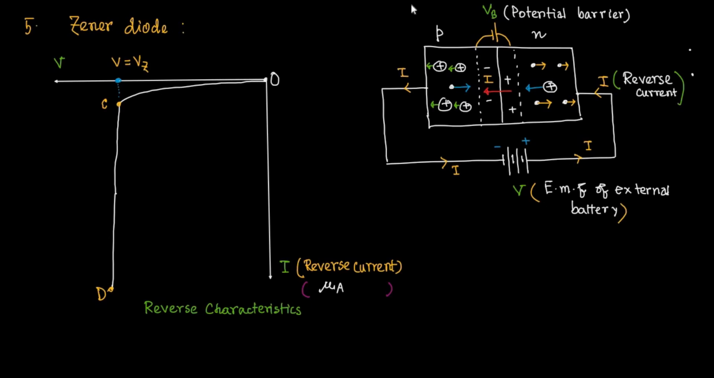In which region? Obviously, a Zener diode is a reverse biased p-n junction diode acting at V greater than or equal to Vz. And below this, what type of diode is it? A reverse biased p-n junction diode.